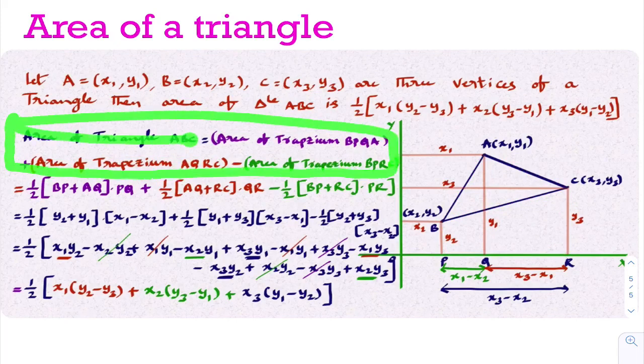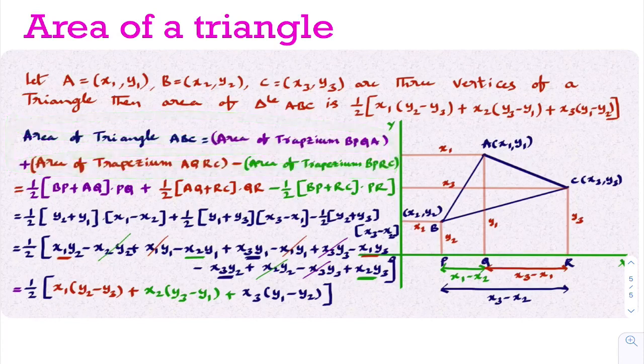Area of triangle ABC is area of trapezium BPQA plus area of trapezium AQRC minus area of trapezium BPRC. I hope you understand this line. What is the area of trapezium formula? Half into sum of parallel sides into distance between parallel sides. You observe this one, half into BP plus AQ into PQ. You observe area of trapezium BPQA.